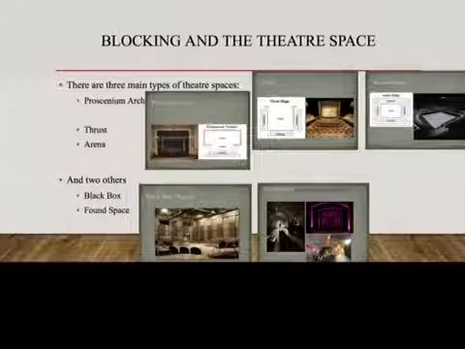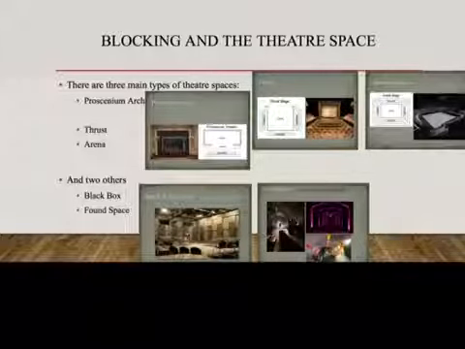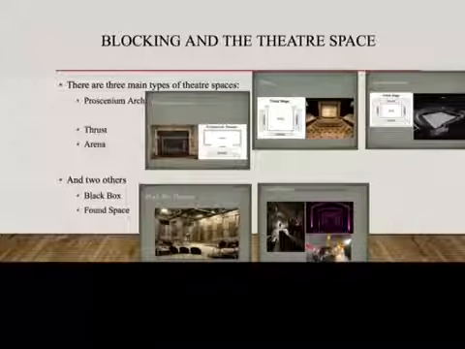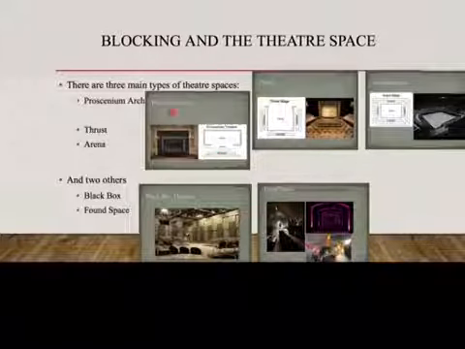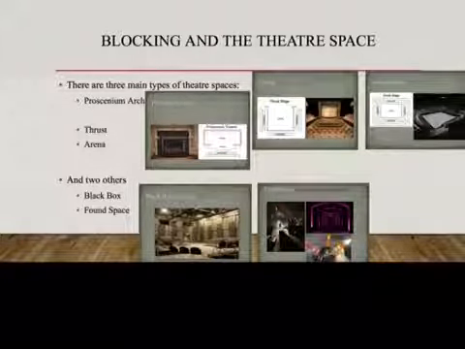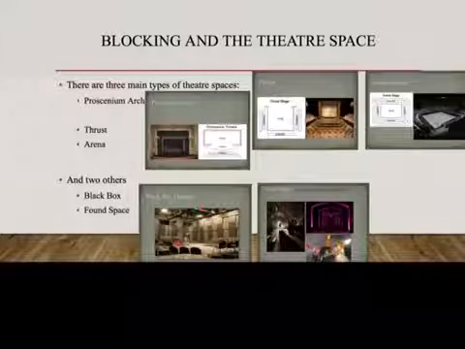A quick word about the types of theater spaces you can find and how they affect blocking. There are 3 traditional types of theater spaces and 2 that are a little less so. The main types of theaters are the proscenium arch, the thrust, and the arena theater. The other 2 are the black box theater and the found space.